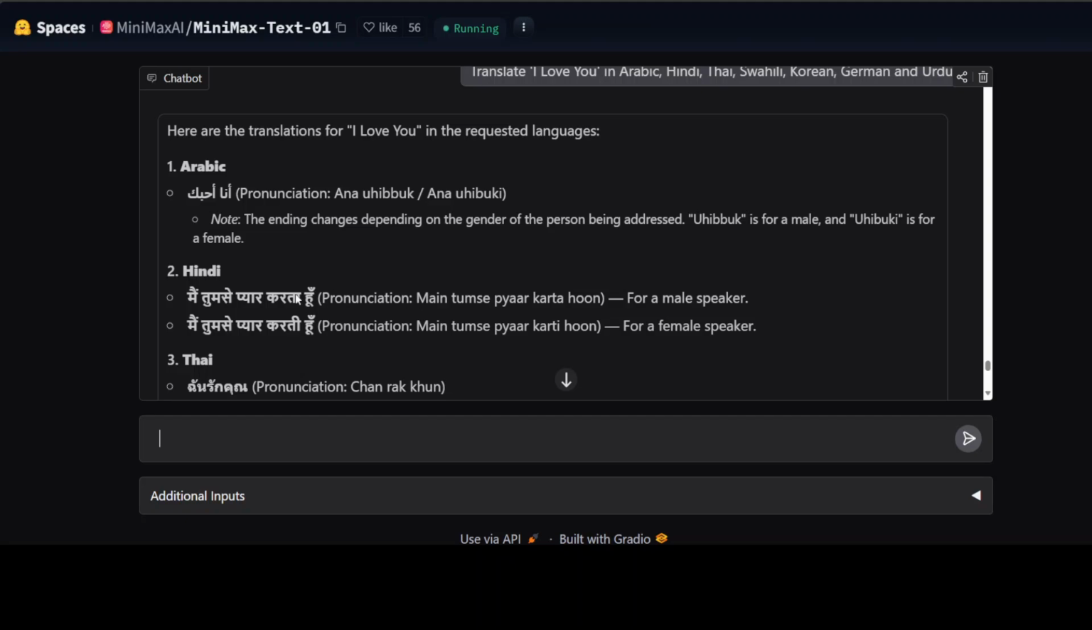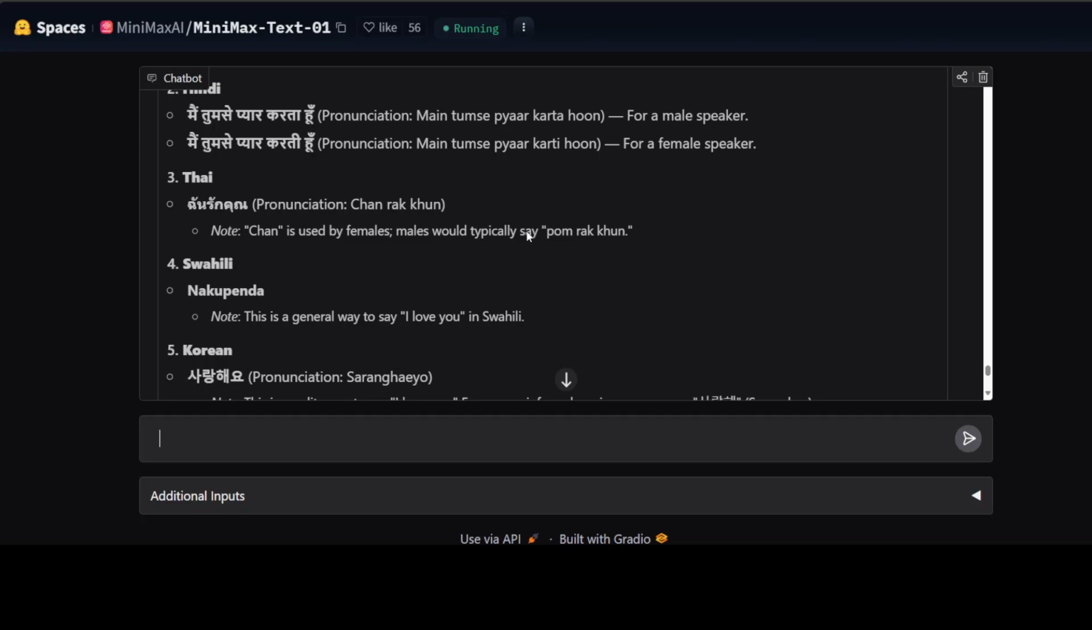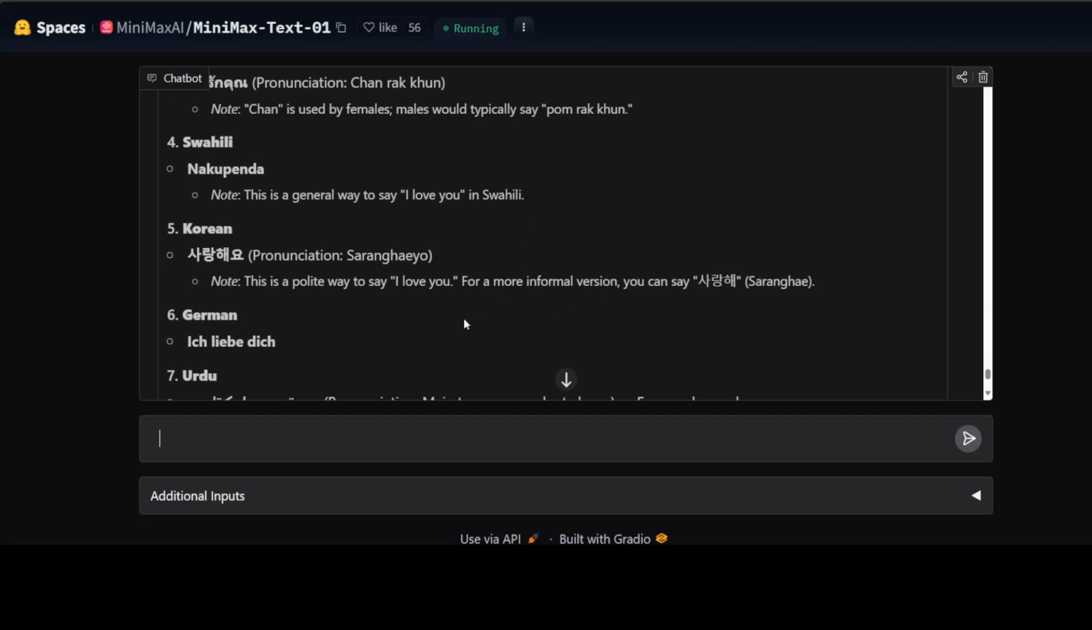Hindi, I can't read this, but I can read this, both male and female, which is correct. Thai, I'm not sure, please advise. And then Swahili, there is no general way. Okay, if you're a Swahili speaker, please let us know if that is correct. Google Translate shows me something else, so I would need your help.